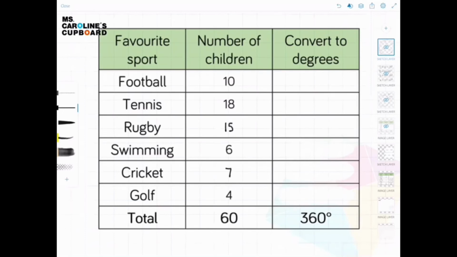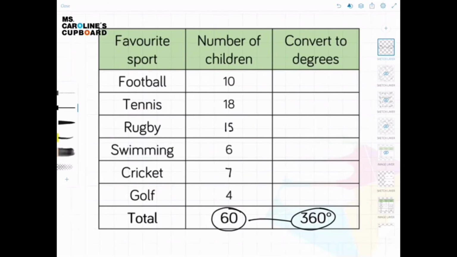So the first step you need to do is to find how many degrees it is for each child. So you are going to divide that 360 by the amount of children you have. So 360 divided by 60, that is going to give you how many degrees for each child. Once you have that information, you can then work out the degrees for each category: football, tennis, rugby, swimming, cricket and golf.